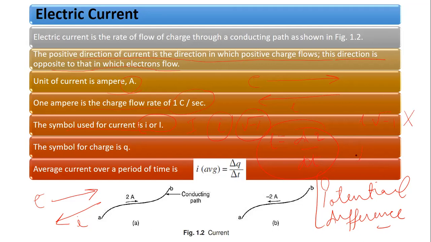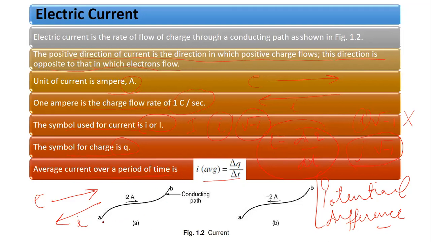We make use of the j operator as square root of -1, because i is also used for electric current. So to avoid any kind of confusion, for complex numbers, for imaginary numbers, j is used as the imaginary operator, right? The symbol of charge is Q, and so this is all about the electric current here.